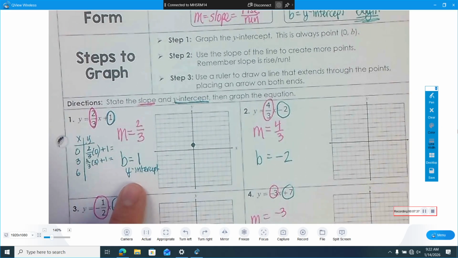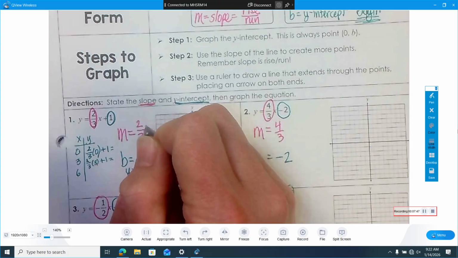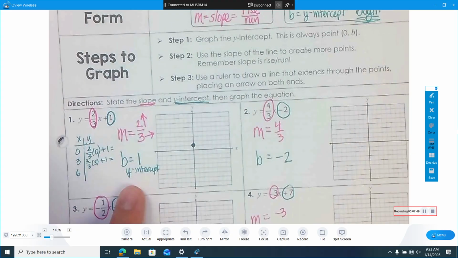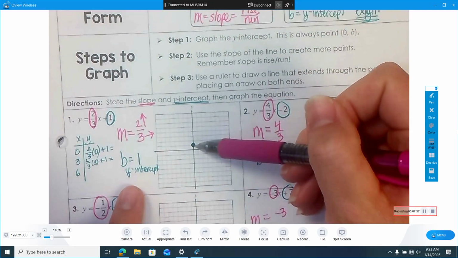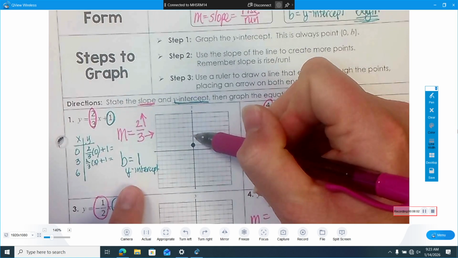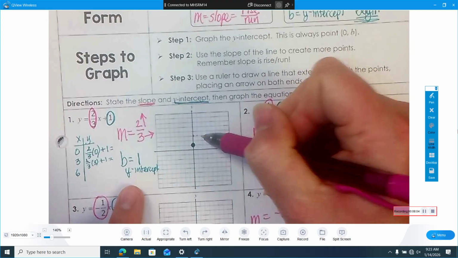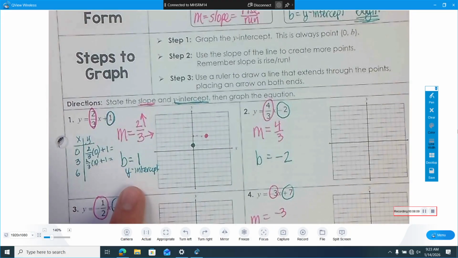And then we're going to count our slope. Remember, slope is rise over run. So I have a lovely fraction here, and it's telling me to go up 2 and right 3. The rise is positive, so it's going to say, hey, go up 2 and right 3 from my beginning point. So from my beginning point, I'm going to count up 2 spaces and then right 1, 2, 3 spaces, and that's where I'm going to put my next point on my line. Up 2 and right 3.